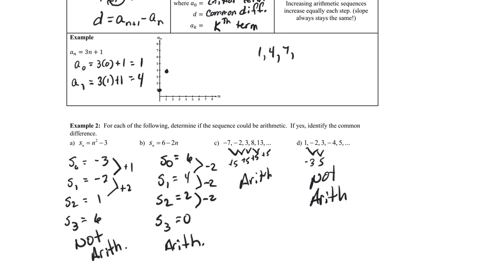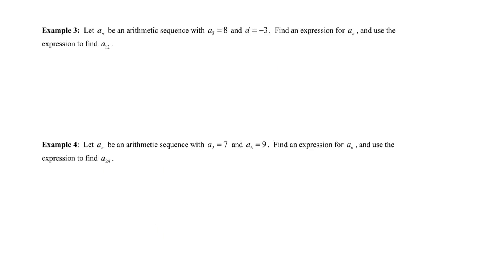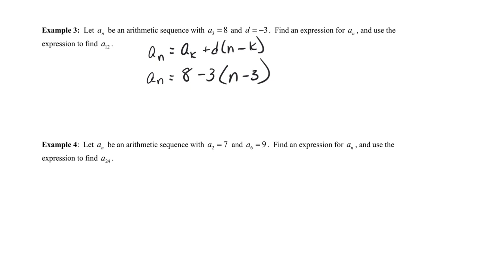All right. In example 3, we get to use our formula that we learned. Remember, it's a sub n equals a sub k plus d times n minus k. Okay, so let's see what we have here. We're looking for the a sub n formula. So a sub n equals, they're giving me the third term. It's saying it's an 8. So I know that my k is 3, right? So I can put that in here. So put a 3 there. And they also told me that the common difference is -3. So I could put that there, right?